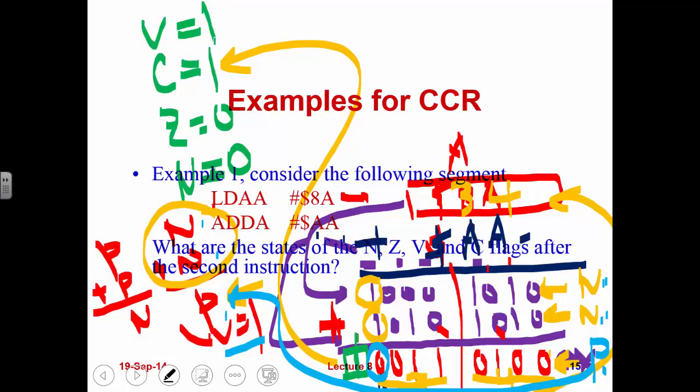So this green part, V is equal to 1, C is equal to 1, Z is equal to 0, N is equal to 0. In other words, after we execute the machine code of these 2 instructions by the CPU, after we perform this operation, after we execute the machine code of ADDA, then V is 1, C is 1, Z is 0, N is 0.